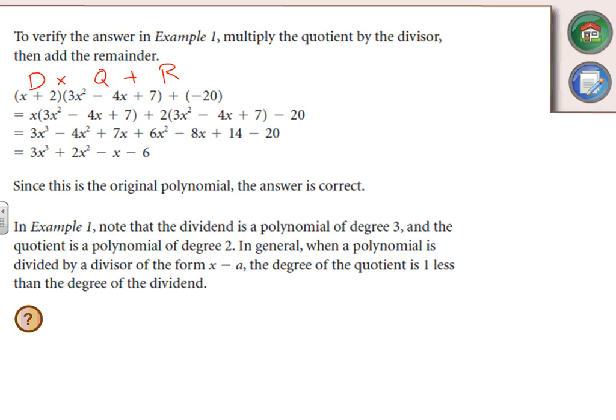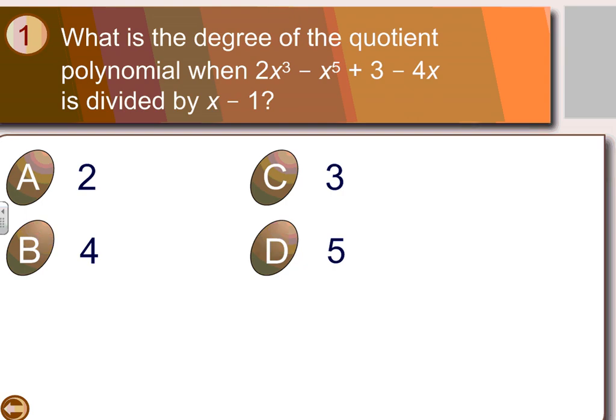It's good to read that question or that little paragraph yourself, so you can see what it's telling you. Because we've got a question here that you're going to try. What is the degree of the quotient polynomial when this is divided by that? Your options are 2, 3, 4, and 5.